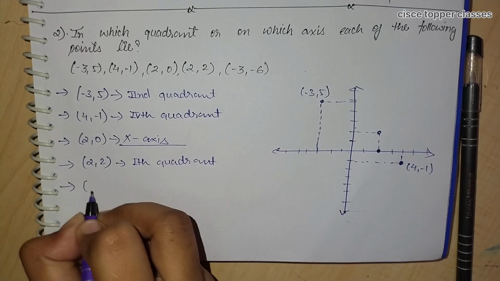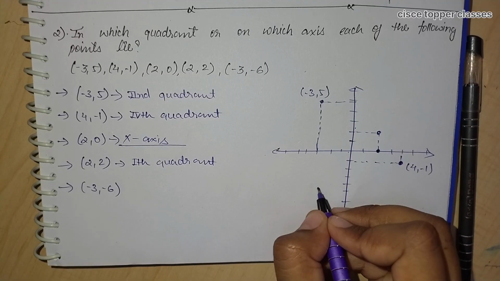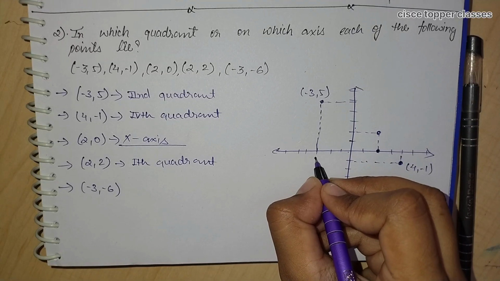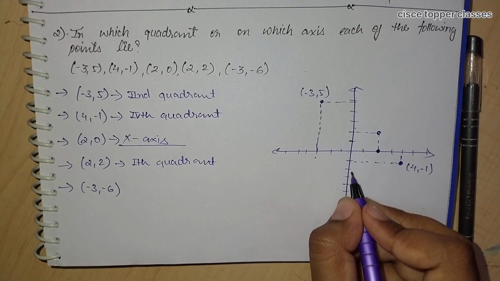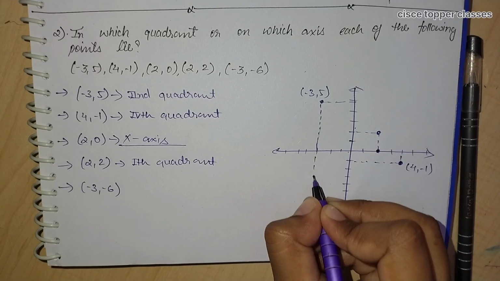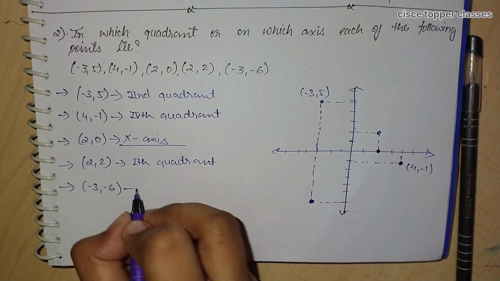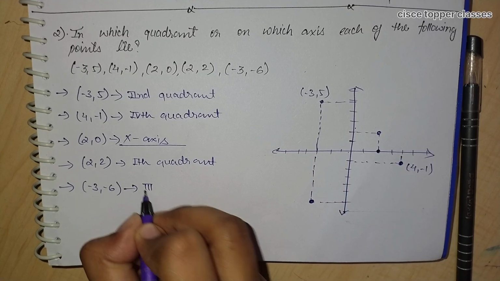Now the last point is minus 3 comma minus 6, which will be negative, in the third quadrant. So minus 3 will be here and minus 6 will be here. Like this it will be marked. So this is a point in the third quadrant.